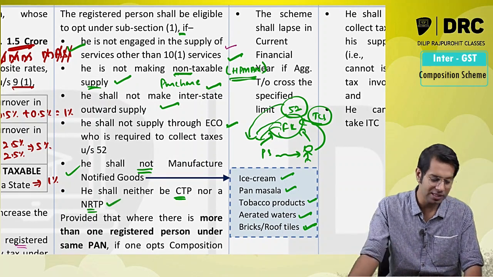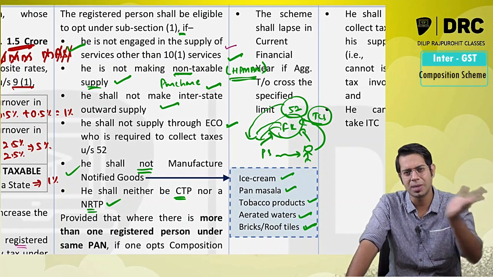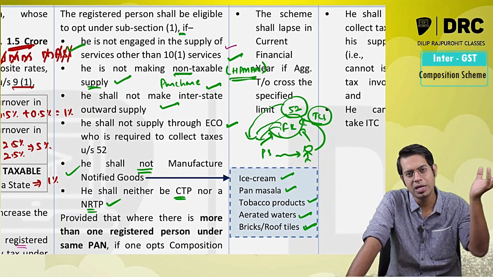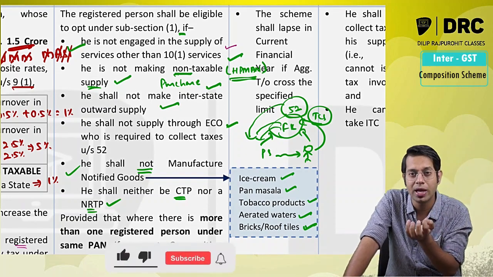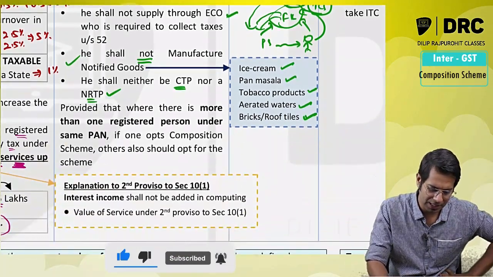Sir, what is this non-resident taxable person? A non-resident taxable person is also a casual taxable person only, who is coming from outside India basically. So a non-resident taxable person is a person who is coming from outside India and doing business activity in India occasionally where he does not have any place of business.